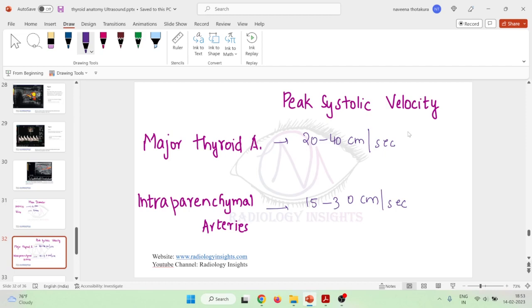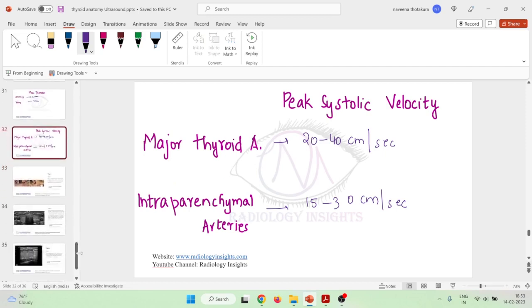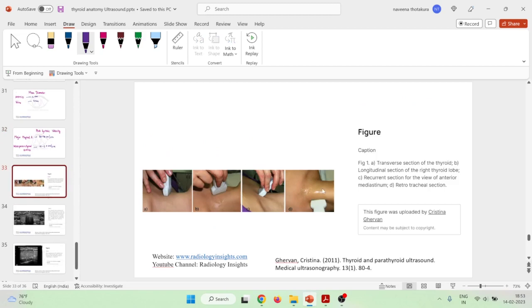That is, superficial organs have higher peak systolic velocity. Okay. Then this is the way of visualizing the thyroid gland. If you see, this is a transverse view of the thyroid gland where this is the linear probe, put in a transverse view. That is, it is put across the neck.